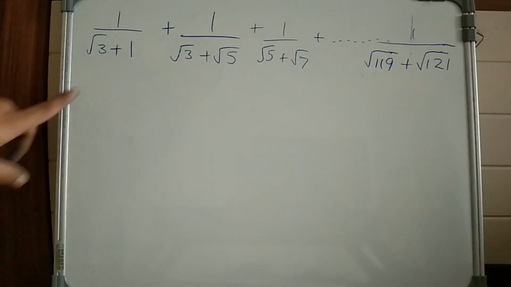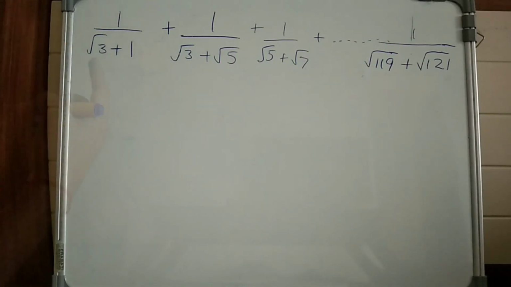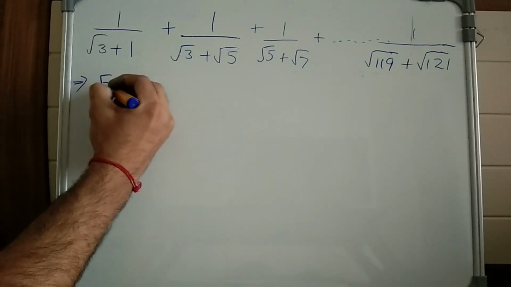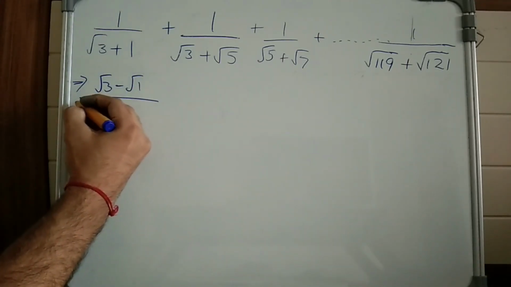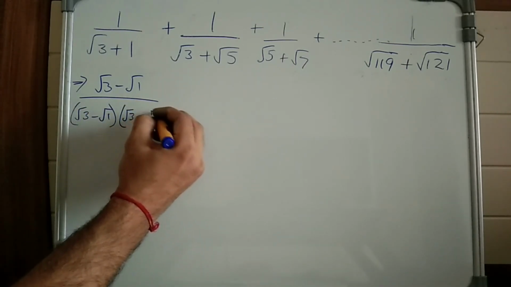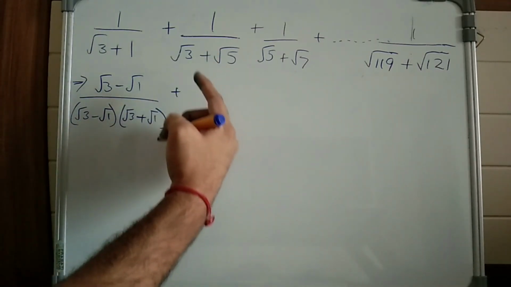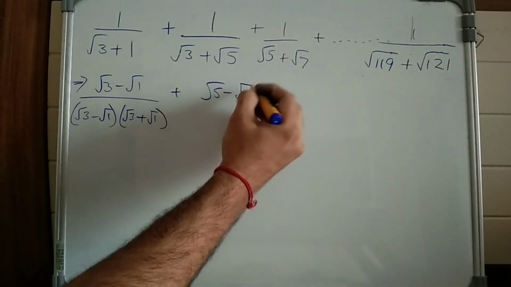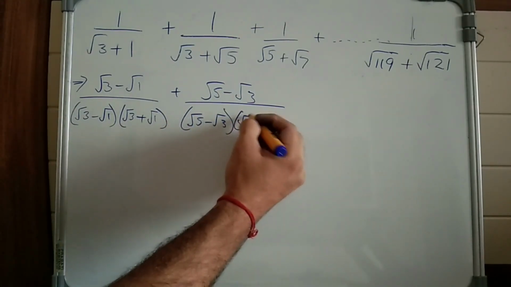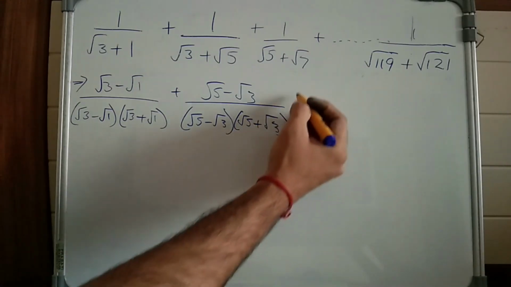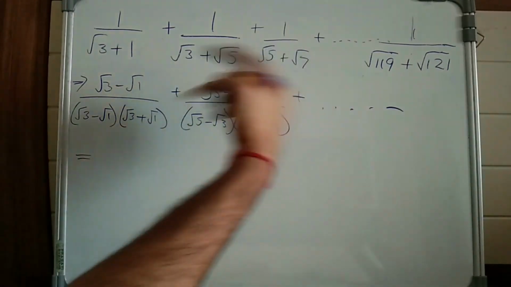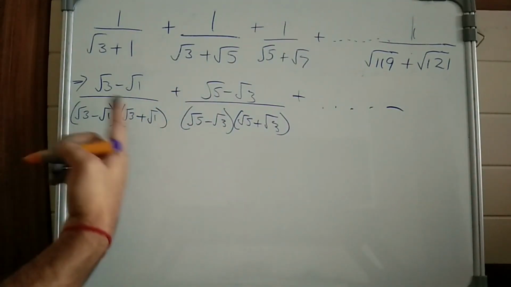The next series is this one. If I rationalize the terms, what will it become? Root 3 minus root 1 divided by root 3 minus root 1 into root 3 plus root 1, plus root 5 minus root 3 divided by root 5 minus root 3 into root 5 plus root 3. I am just rationalizing all these terms; likewise we have to rationalize each and every term. So what will I get?